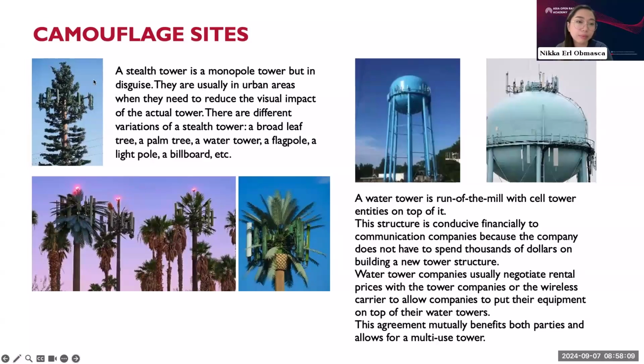Same goes, we have what we call the stealth tower from the word stealth. So, naka-disguise yung mga cell site natin, minsan mga puno, ayan. Para hindi siya ganun kahalata, para ano pa rin yung aesthetic nung lugar. Usually kapag magaganda yung mga lugar na to or sa mga pasyalan, gumagamit tayo ng mga stealth tower. Ayan. So, naka-camouflage siya.